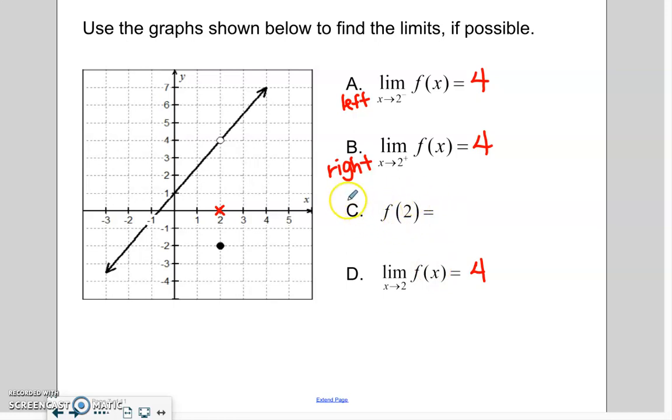So then what is this asking? What does it mean? What's f of 2? F of 2 just means that when x is 2, what is y? It doesn't have anything to do with what you're approaching. It's just asking you like an ordered pair. So like if x is 2, what is the y value of the ordered pair? And that would be like what the dot is at. So that would be -2.